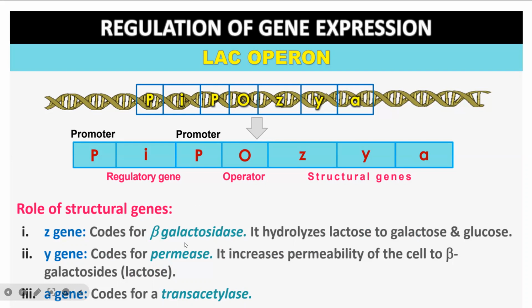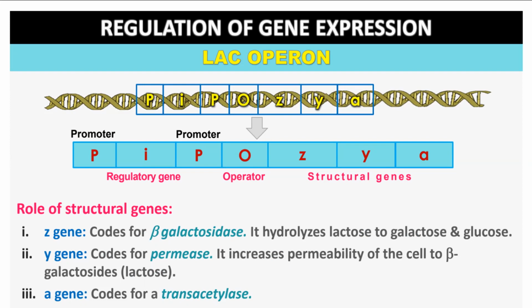Second, the Y gene codes for permease. It increases the permeability of the cell to lactose. It means this Y gene codes for a protein which makes the cell membrane permeable so that it easily allows lactose to enter the cell. And the last gene is the A gene, which codes for transacetylase. Not much is given about this. It is just the transfer of an acetyl group.